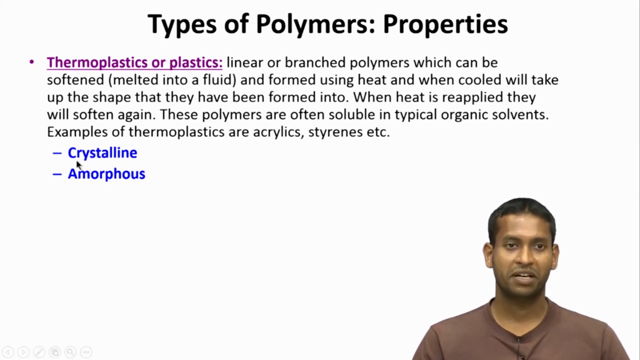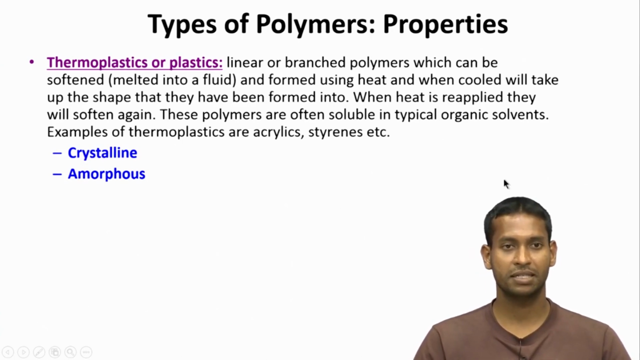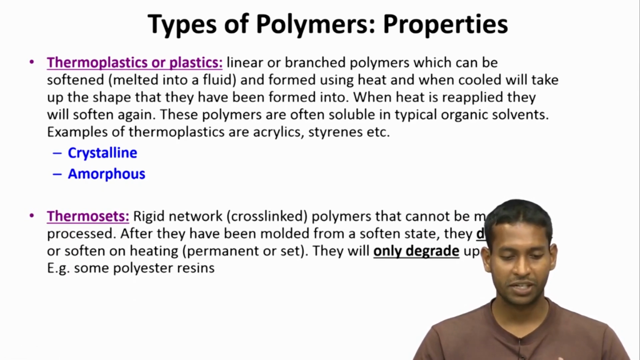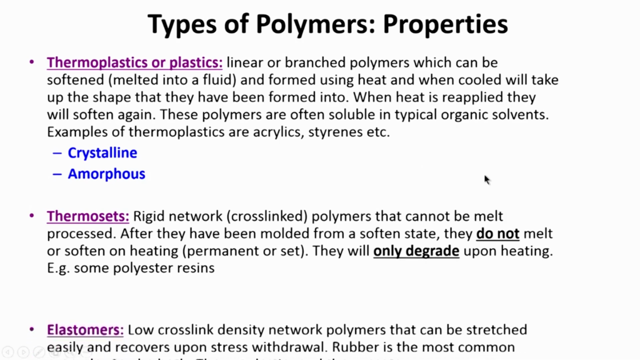Further, these plastics can be divided into crystalline or amorphous, and again we are going to talk about these two in subsequent classes. Or these can be thermosets, which are essentially rigid networks, they cannot be melt processed once they are formed. Once they have been formed, they cannot be molded down into the softened state, and they will only degrade once you heat them. So, some polyester resins are essentially such classes of polymer.